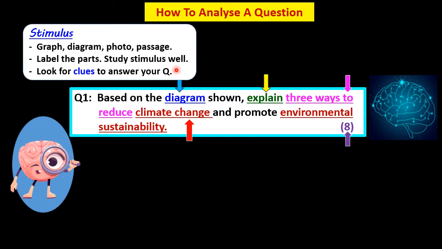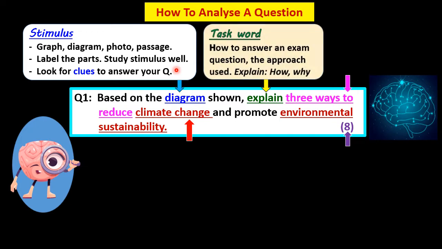Secondly, we have the task word. The task word is sometimes called the command word or the instructional word. I use task word because it's shorter and easier to remember. In this case, the task word is explain. It can be discuss, it can be compare and contrast. It can also be state. State is a simple task word. Or name a part. The task word tells us how to answer an exam question and the approach used.